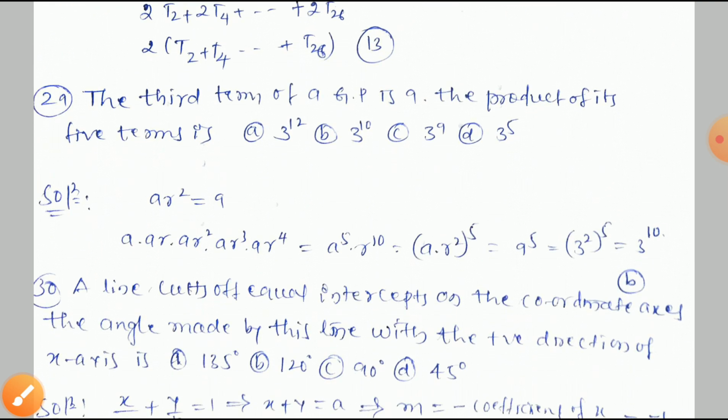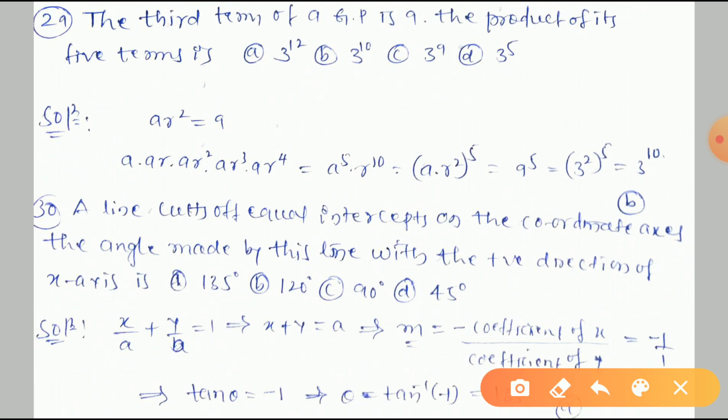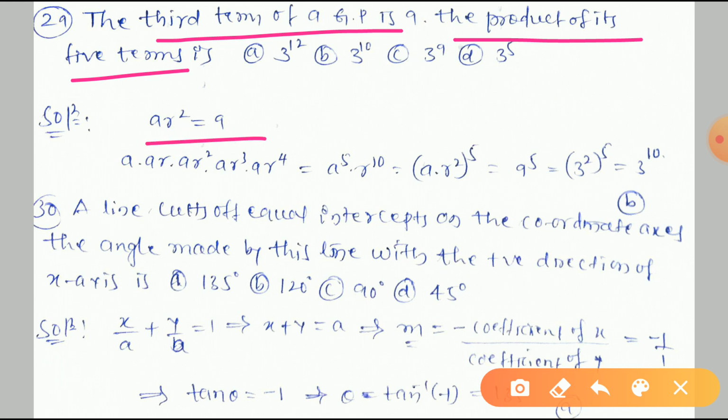Okay, next move on to question number 29. The third term of the GP is 9. It is given. The product of its first five terms is, options are 3 raised to 12, 3 raised to 10, 3 raised to 9, 3 raised to 5. Third term of a GP is AR square. AR square is equal to what? 9. It is given. Then the product of its 5 terms.